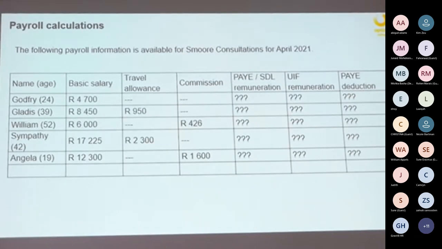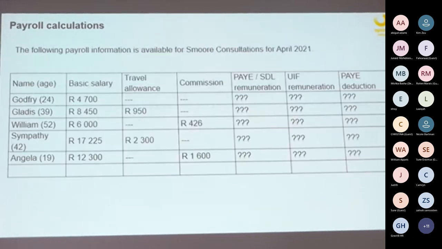They said the first employee is Godfrey, 24 years old, receives a basic salary of 4,700 rand a month, and nothing else. Then we have Gladys, 39 years old, salary of 8,450 rand, travel allowance of 950 rand. William, salary 6,000 rand, commission 426 rand. Sympathy, 42 years old, 70,225 basic salary, 2,300 travel allowance. Angela, 12,300 salary, 90 years old, 1,600 commission.